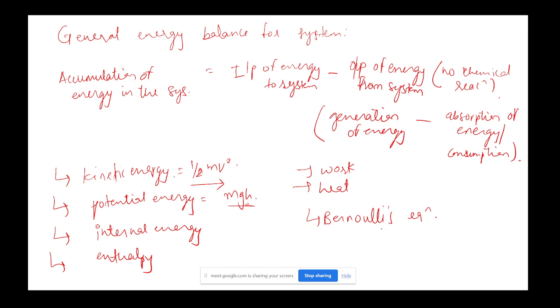which is nothing but a kind of energy balance represented by delta P by rho plus delta V square by 2 plus g delta Z equals to C. So this is nothing but Bernoulli's equation when you have to apply energy balance and how pressure is related to the flow energy and potential energy.